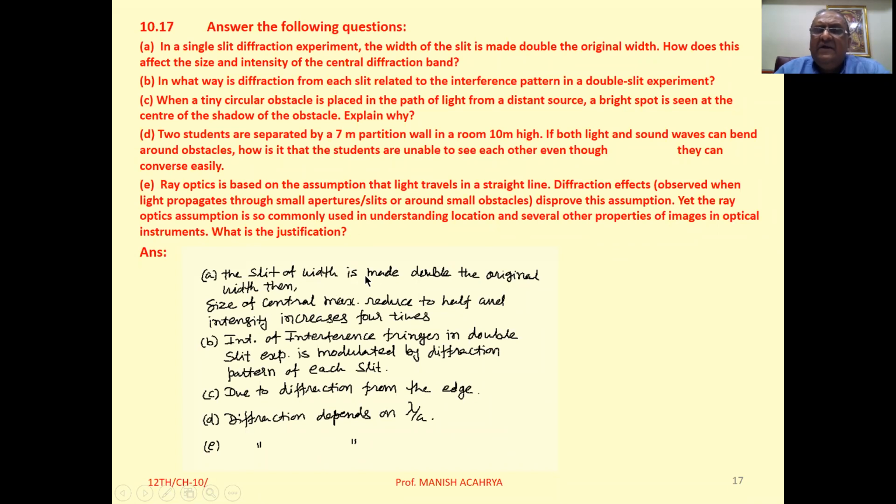Again, we can say the diffraction depends on lambda by a. If lambda by a is very, very small, it implies that the diffraction is negligible. So in that particular case, we can consider the ray optics. Clear?